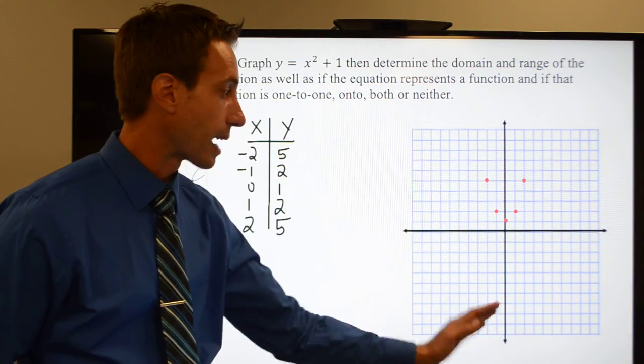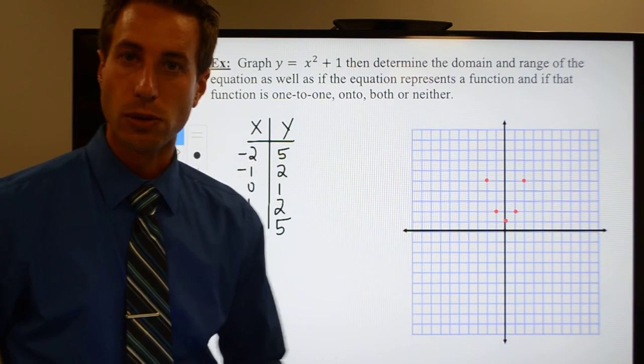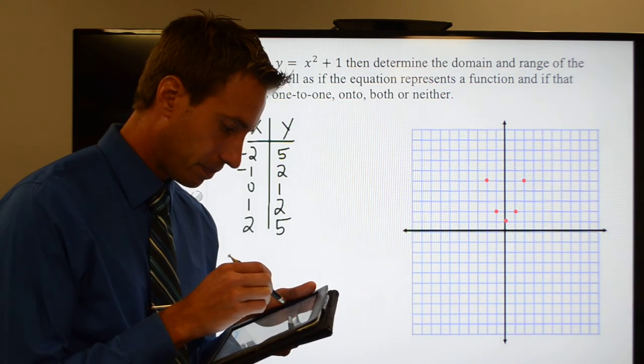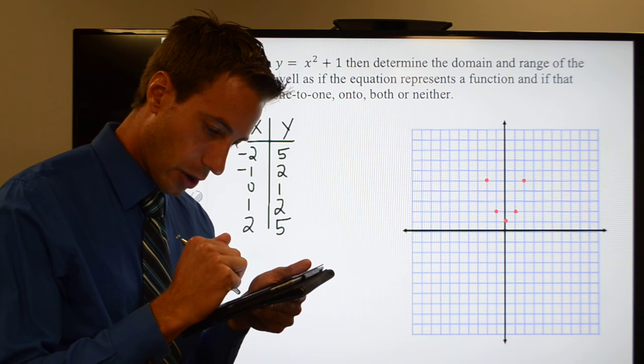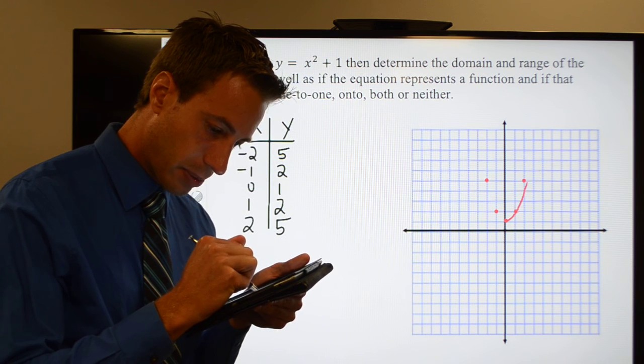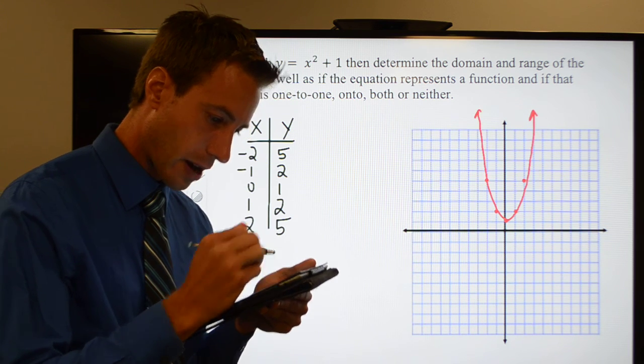Horizontal axis is the x. Vertical axis is the y. Let's connect those dots with a line. Let's make it continuous. So here we go. It looks like it probably does something like that and something like that on this side.